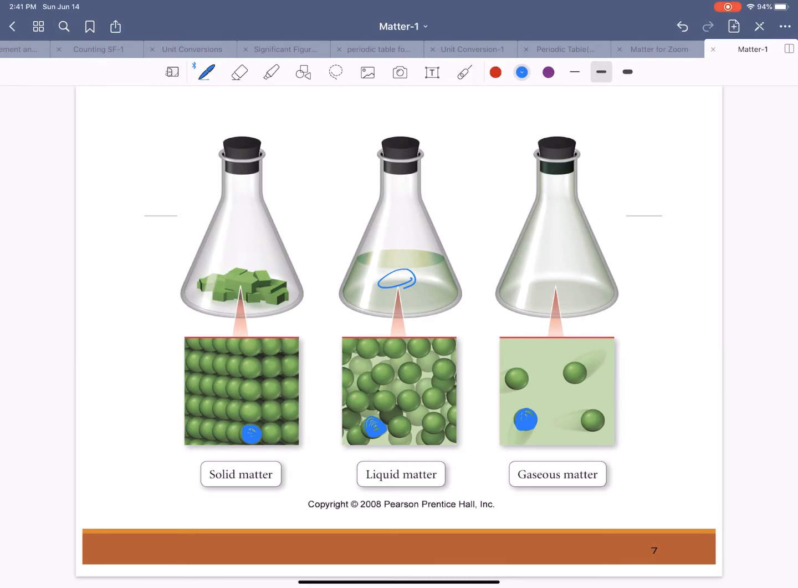I want to point out that the volume that the solid occupies or the liquid occupies doesn't fill the container, but the gas does. And the reason it does isn't necessarily because there's more gas atoms, it's because there's more space between them. So the size of an atom in liquid and that same kind of atom in a gas does not change, just the space between it increases.